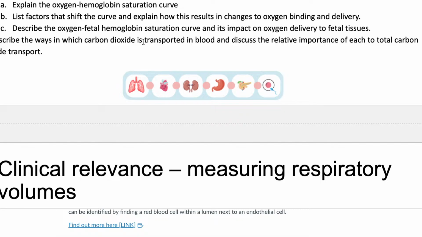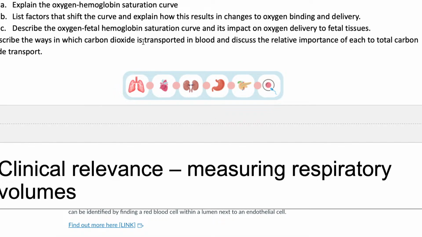So oxygen hemoglobin saturation curve. The oxygen hemoglobin saturation curve just kind of depicts at different stages or different people how well their hemoglobin is being saturated with oxygen. So out of those four irons that can bind to oxygen, how many of them have oxygen? And for all your hemoglobin. So that's what that saturation curve is referring to.